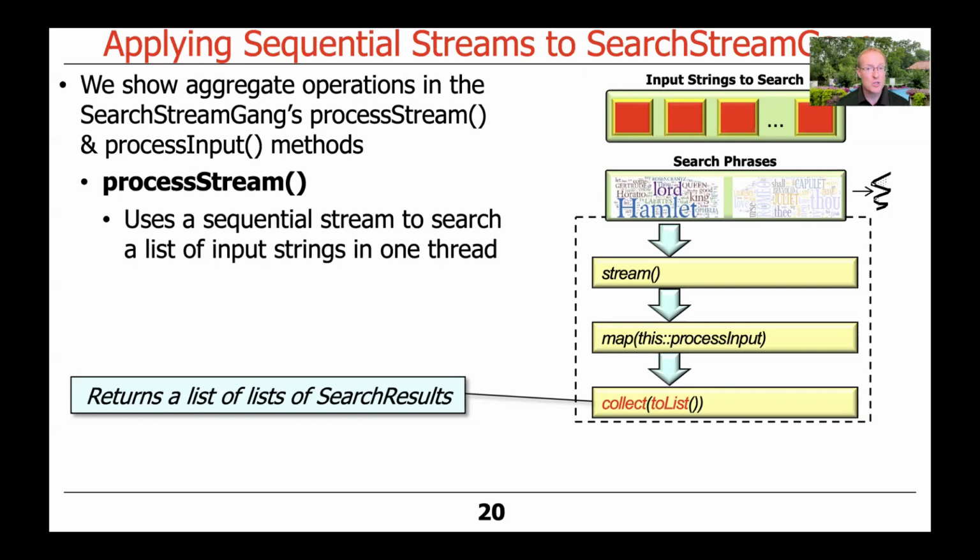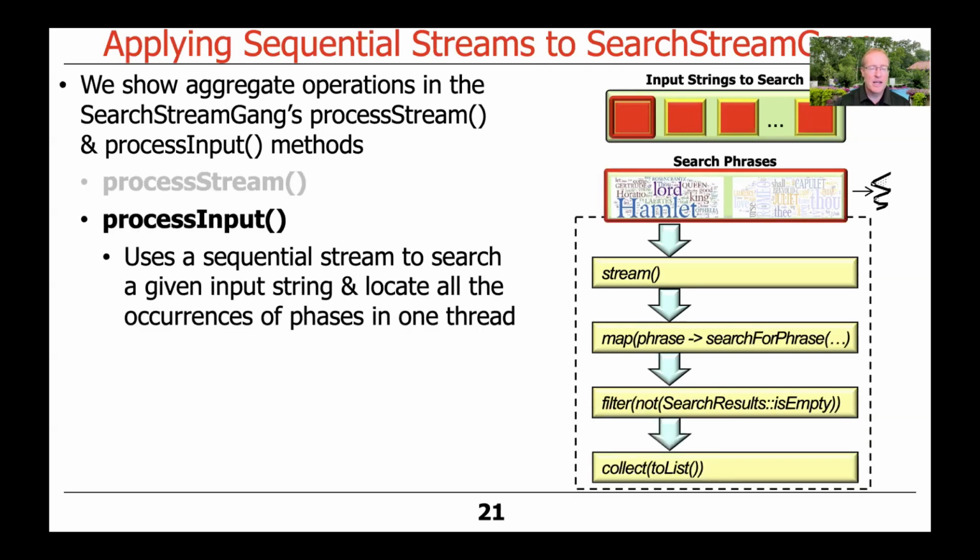Some of those search results could be empty. For example, if you search for "to thine own self be true" in Romeo and Juliet, you won't find it because it's not in there. Whereas if you look for it in Hamlet, you'll find a match because it is in Hamlet. And we'll talk later about how to deal with lists of stuff using a very cool aggregate operation called flat map. The other method that's important here is process input.